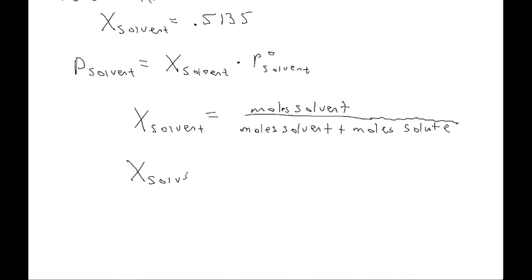Also, if X solvent is 0.4, what would be X solute? 0.6. That's just common sense, because the two mole fractions have to add up to 1. So that's something that you figured out for yourself on the previous problem.